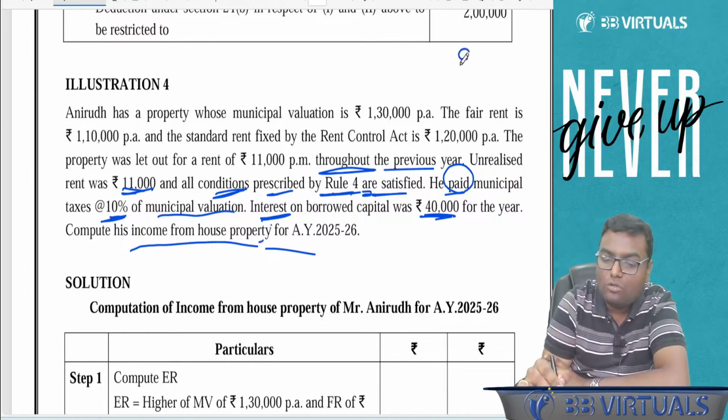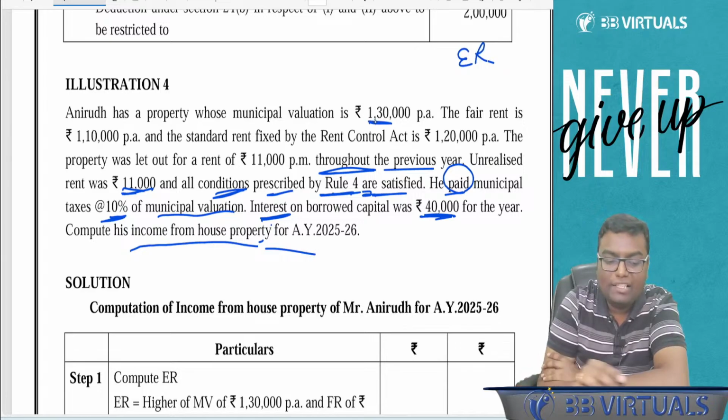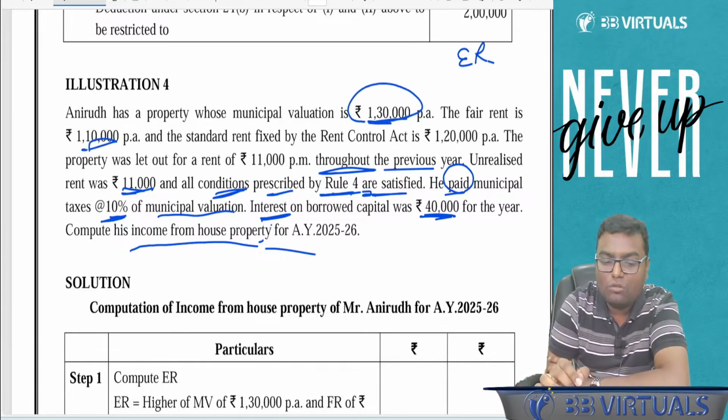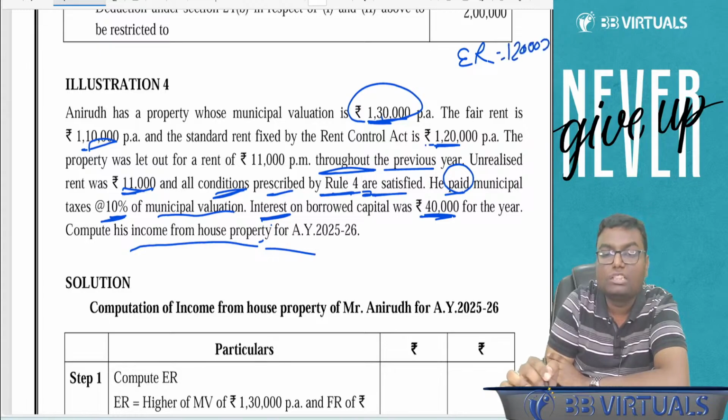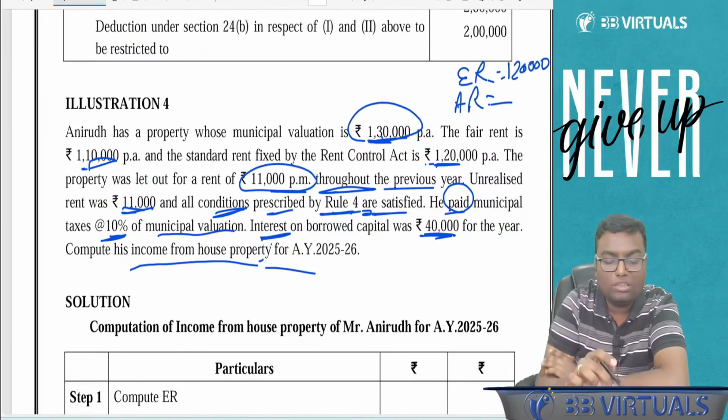First, I have to find out expected rent. Municipal rent or fair rent, whichever is higher, that amount or standard rent, whichever is lower, that comes to 1,20,000. Then I have to see what is my actual rent. Can I say actual rent is 11,000 per month? So for the full year, it will be 1,32,000.